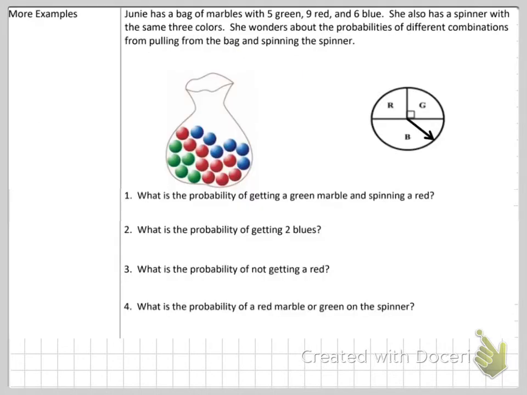Okay, so here we've got this kind of a cumulative example. So we've got some situation that has to do with marbles, or a bag of marbles. Then we also have this spinner. I want to come up with all the different probabilities.